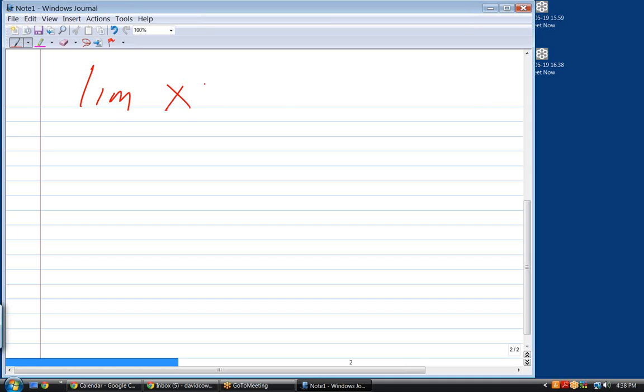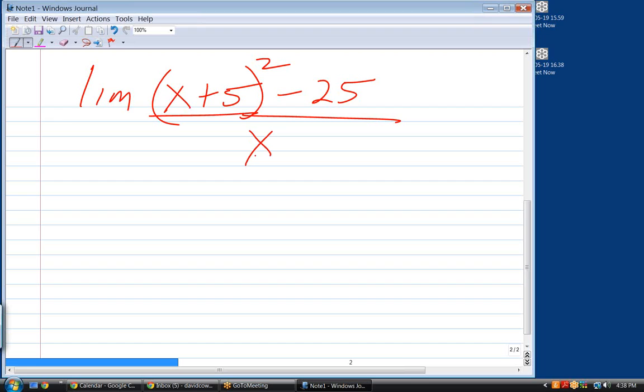So (x plus 5), in parentheses squared, minus 25 over x as x approaches 0. Notice that we do have 0 over 0. So we've got to somehow change this so that when we substitute x equals 0, we don't have 0 over 0. An obvious thing I can do is distribute this, multiply this out.